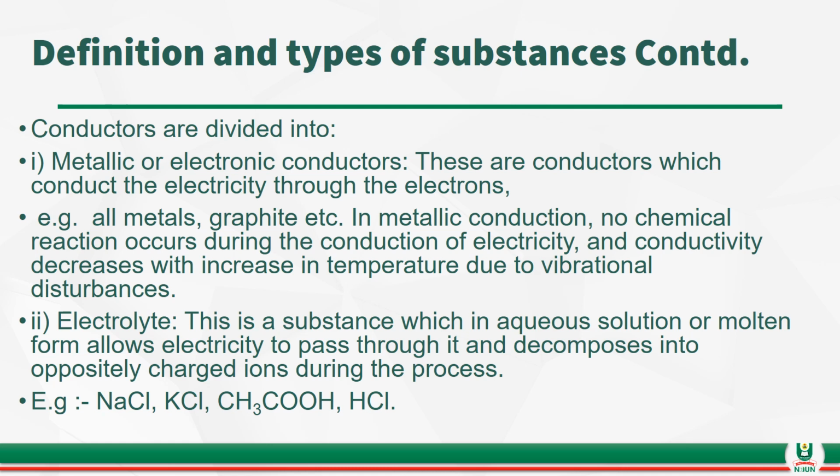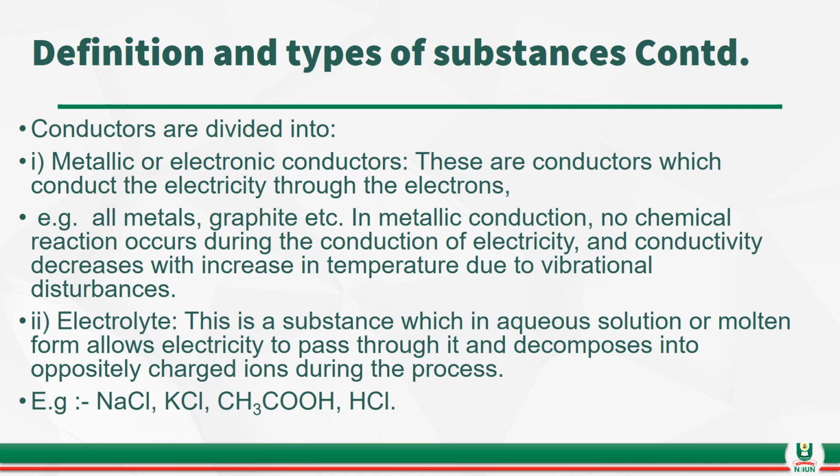Then the next type of substances we have to look at are the electrolytes. An electrolyte is a substance which, in aqueous solution or molten form, allows electricity to pass through it and is decomposed into oppositely charged ions during the electrolytic process. Examples of electrolytes are dilute solutions of sodium chloride, potassium chloride, and other salts.